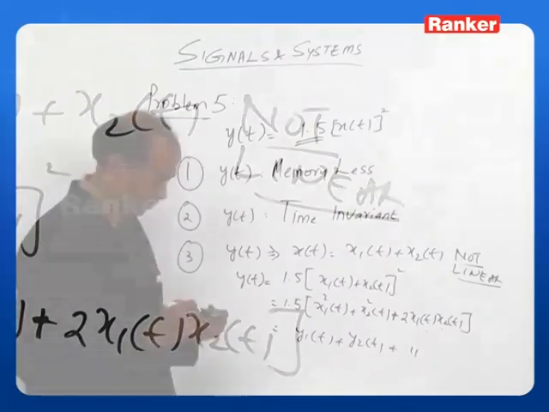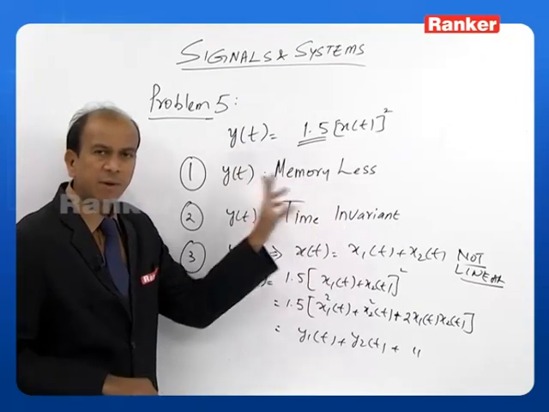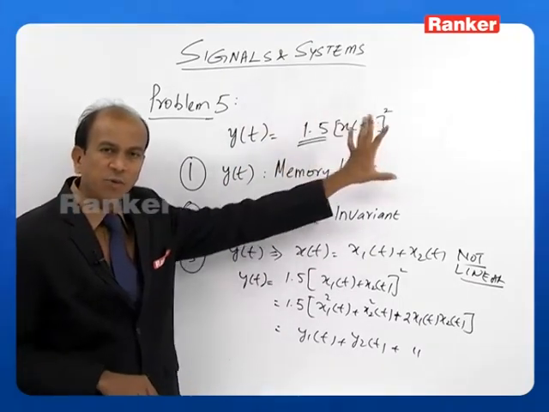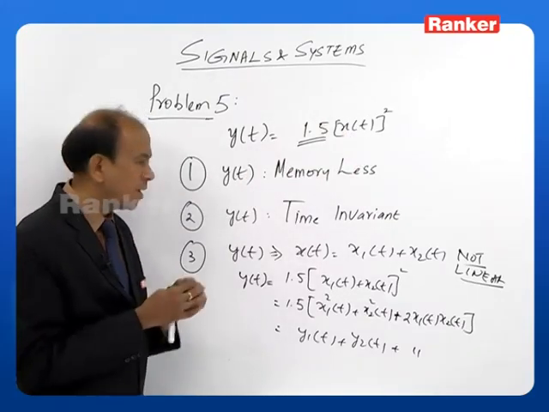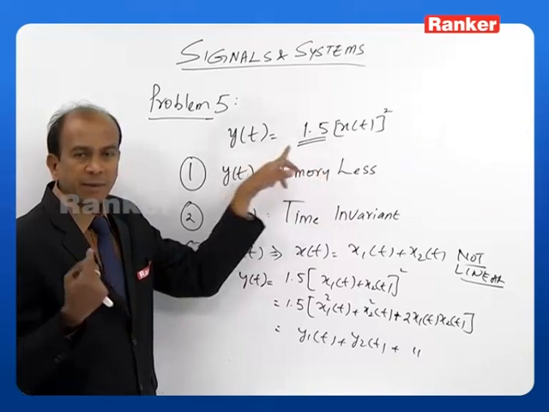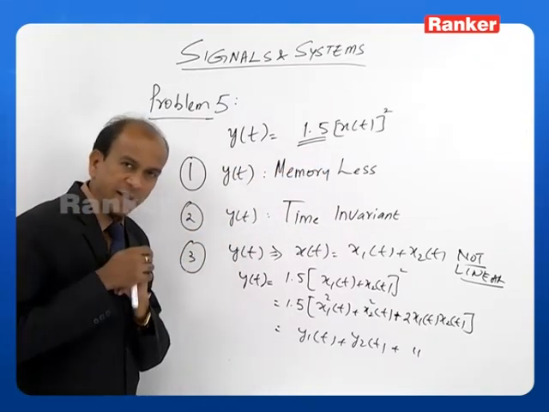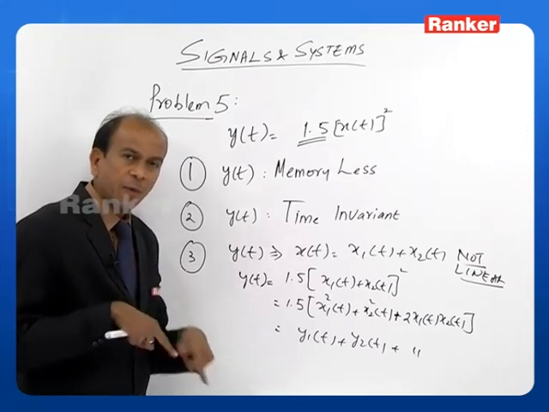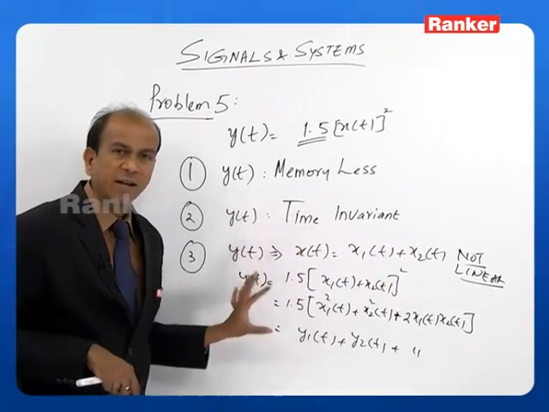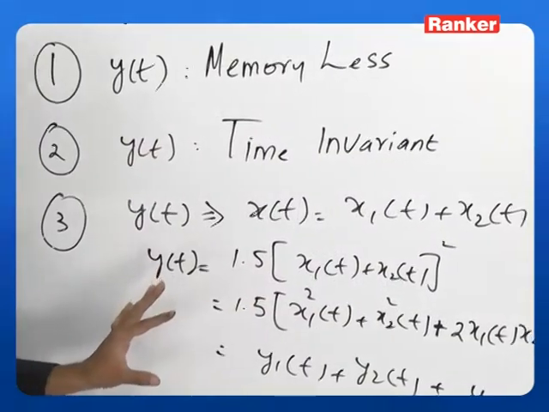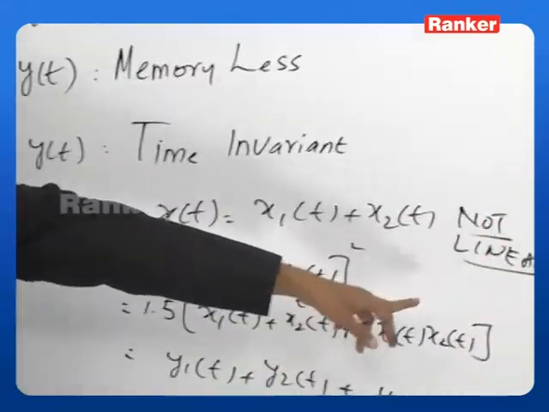Okay, this is clear. Let's just summarize this quickly. Now, y of t is memoryless because the dependency of y of t is only on x of t. Second, this is time invariant because the coefficient 1.5 does not have any term related to t. And linearity we have checked. We have taken x of t as x1 of t plus x2 of t and calculated y of t, and in fact we have proven that this is not equal to y1 of t plus y2 of t. The system is not linear.